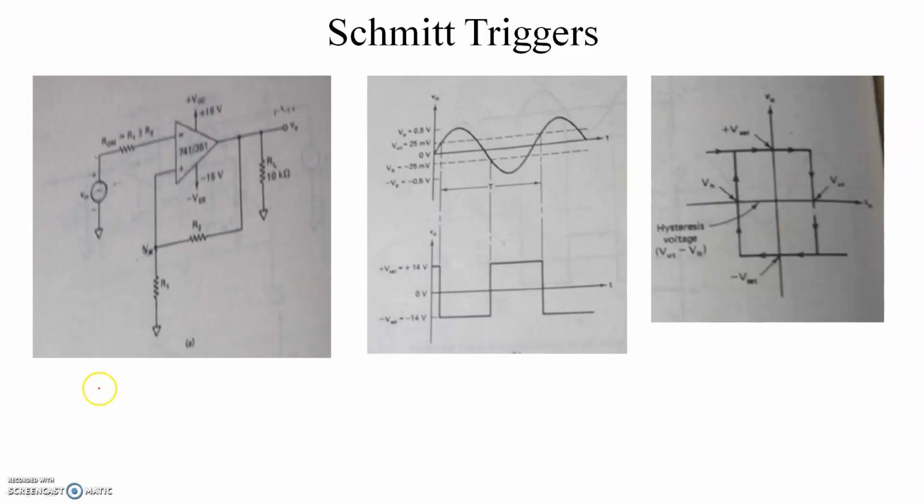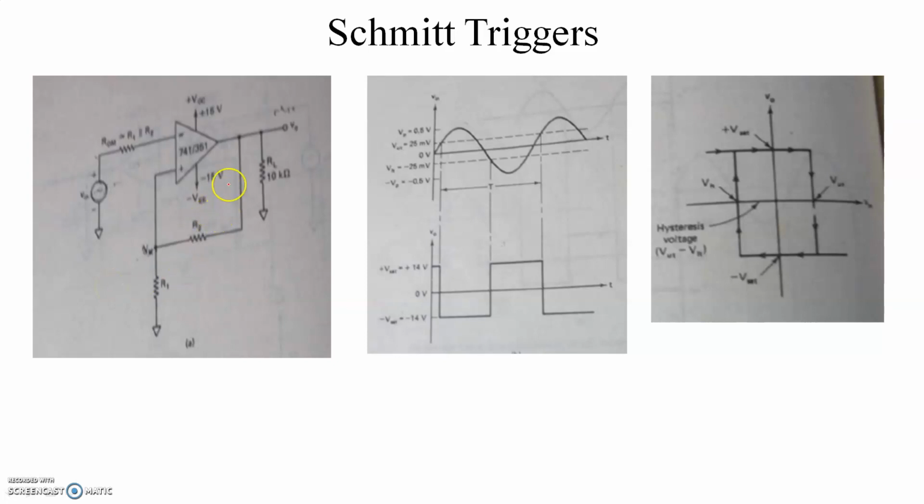Welcome to this video. In this video, we are going to discuss Schmitt triggers. The circuit diagram on the screen shows an inverting comparator with positive feedback, because the input is given to the inverting input terminal and a small portion of the output is fed back to the non-inverting input terminal. So it is positive feedback.